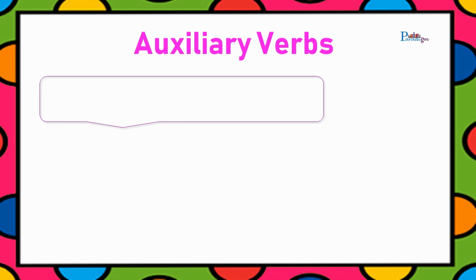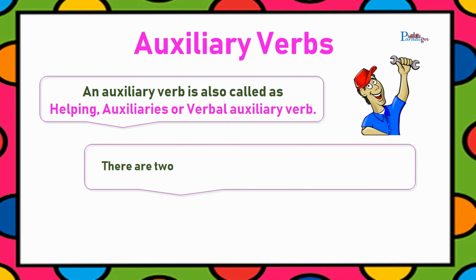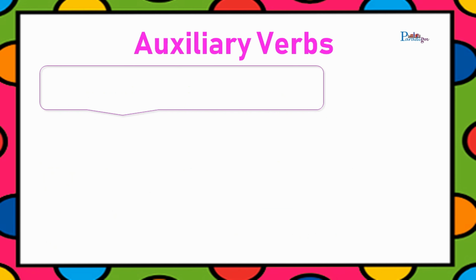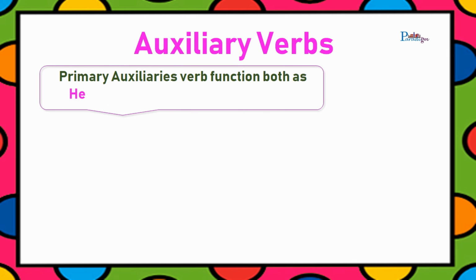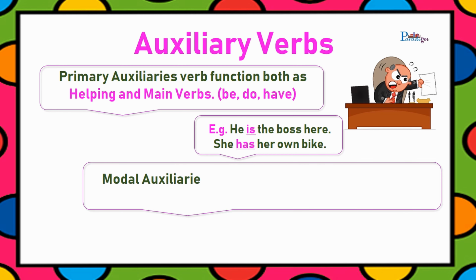Auxiliary verbs. An auxiliary verb is also called helping auxiliaries or verbal auxiliaries. There are two types of helping verbs in English grammar. 1. Primary auxiliary verbs. 2. Modal auxiliary verbs. Primary auxiliary verbs function both as helping and main verbs. Be, do, have. He is the boss here. She has her own bike.